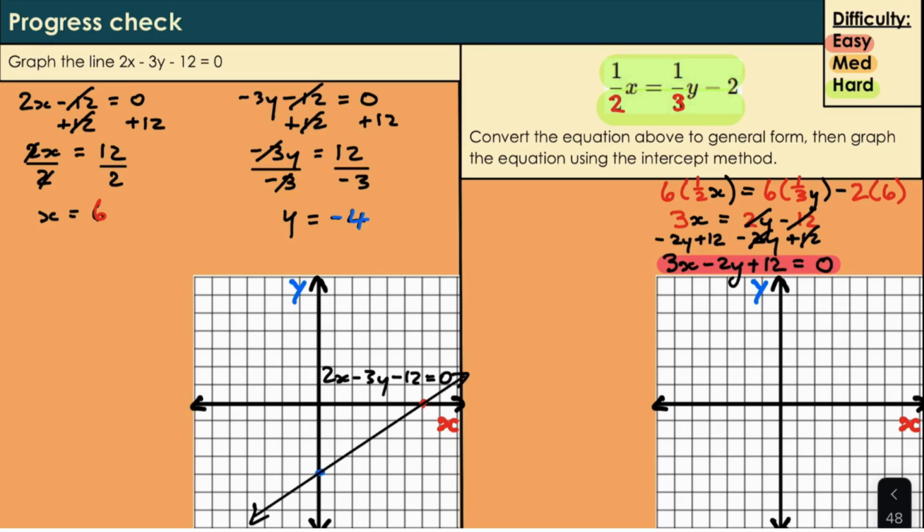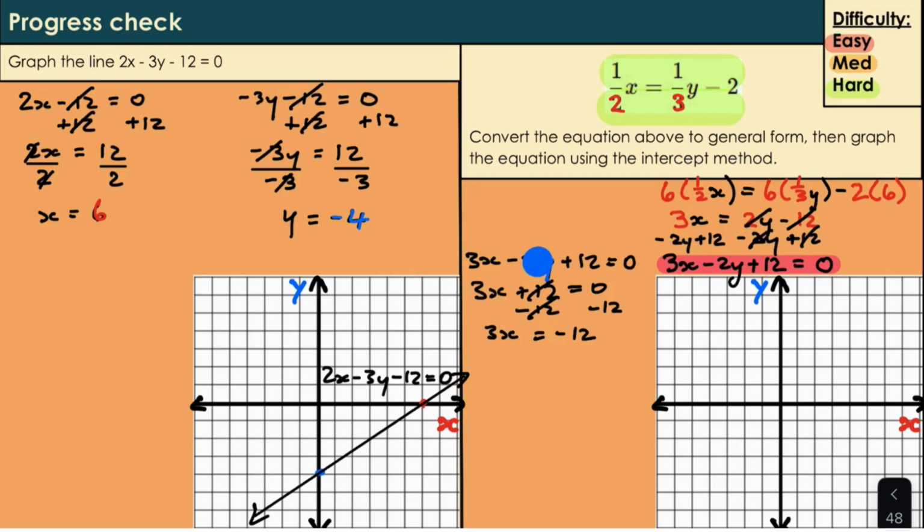Graph the equation using the intercept method. So to get the x-intercept, we make y equal to 0. So that blue y, if I replace it with 0, negative 2 times 0 is 0. So the y term will disappear. We are left behind with, so we subtract 12 on both sides. 3x comes down. Positive 12 cancels with negative 12. On the right, we have 0 minus 12, which is minus 12.